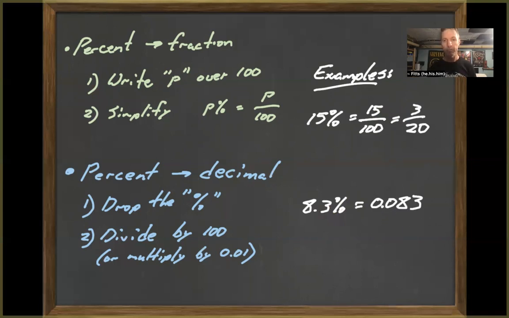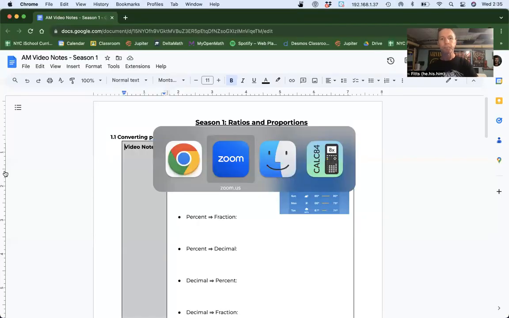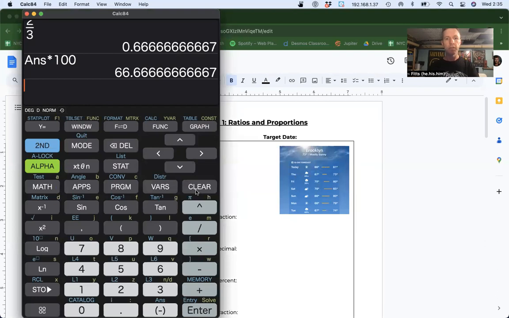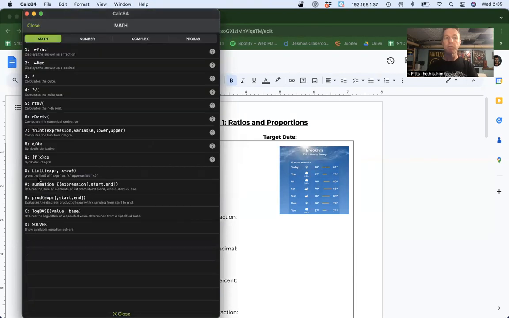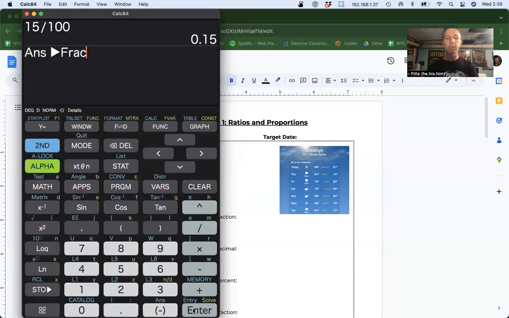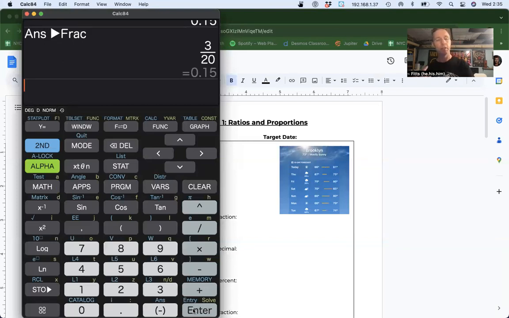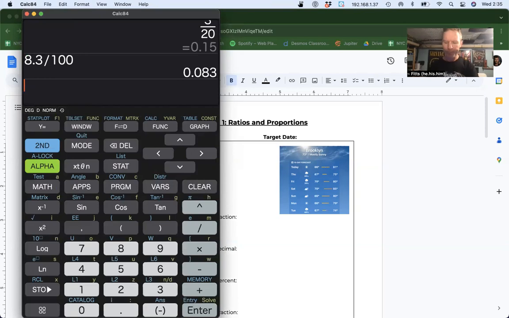Okay, let's try that. Let's look in our graphing calculator. So where is our graphing calculator? Here it is. So 15%, drop the percent symbol, divide by 100, enter, 0.15. And then if I hit this math button, and then the first choice, it converts that to a fraction for me, 3 over 20. Easy peasy, right? Don't even have to simplify any fractions with a graphing calculator. Cool. And then what was the other one? 8.3%, which is 8.3 divided by 100. I'm going to show you how to use the fraction tool as well on the graphing calculator, which is super useful.